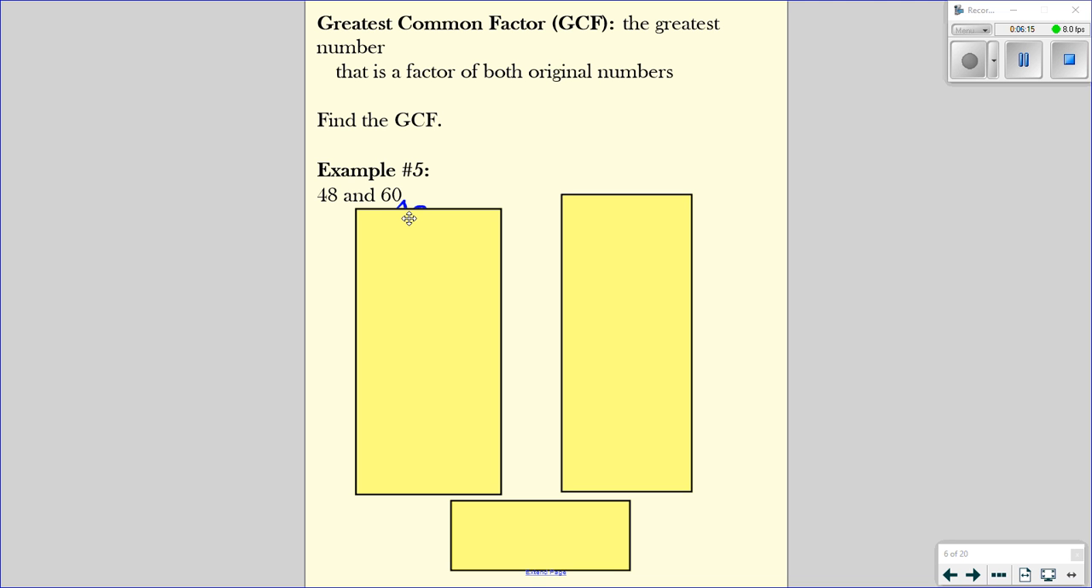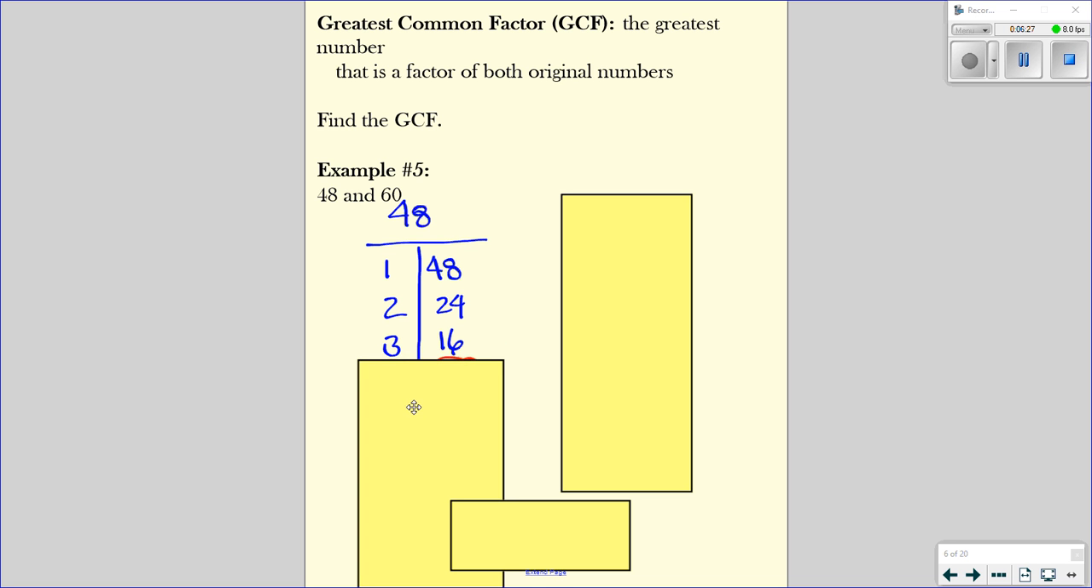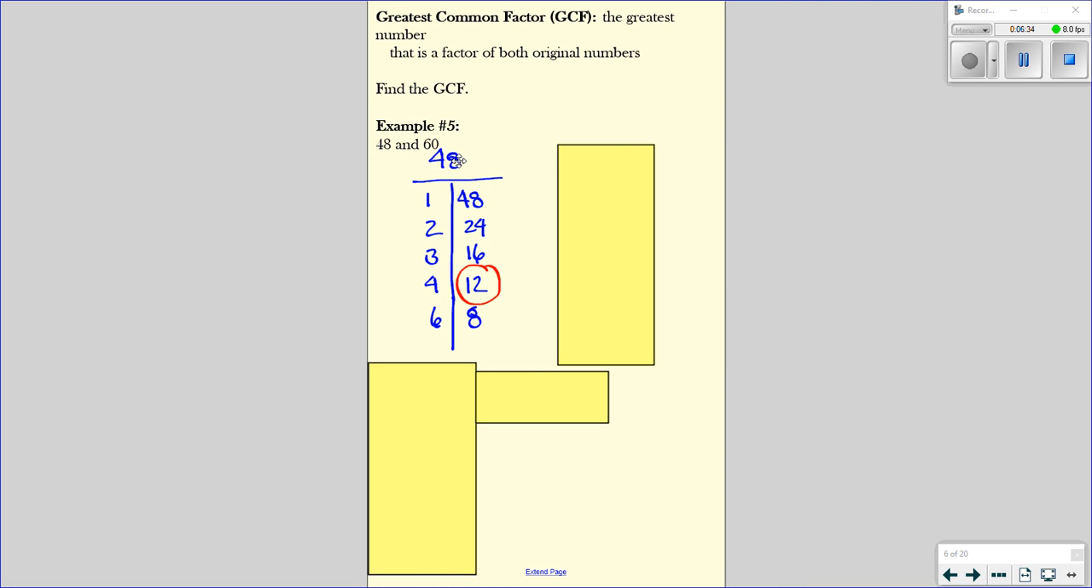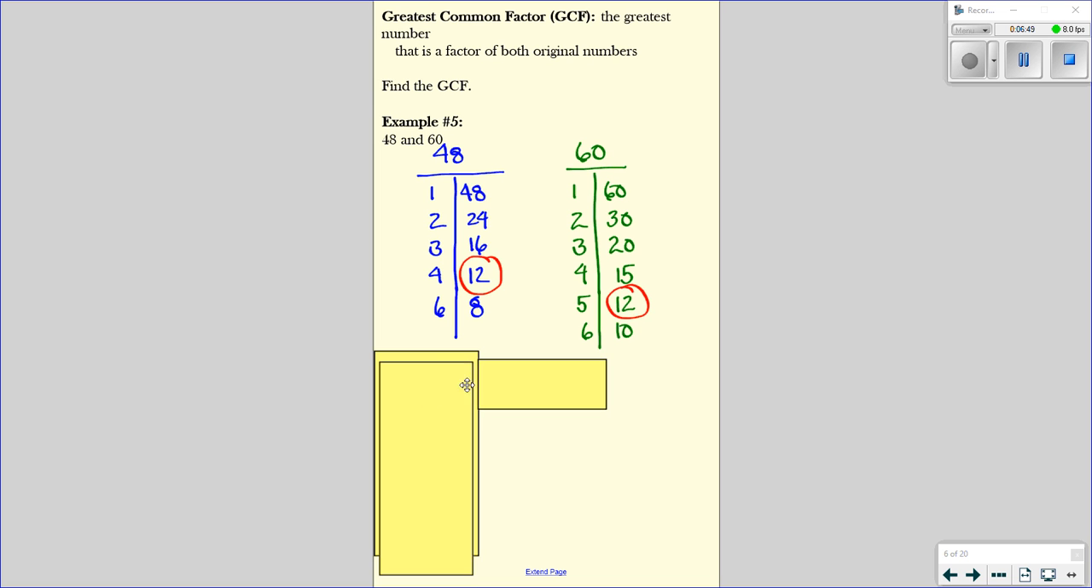So I'm going to do it one number at a time. For 48, I got 1 and 48 to give me 48, or 2 times 24, 3 times 16, 4 times 12, and 6 times 8. So I got that. Now I'm going to do 60. 1 times 60 gives me 60, 2 times 30, 3 times 20, 4 times 15, 5 times 12, and 6 times 10 to give me the factors for 60.